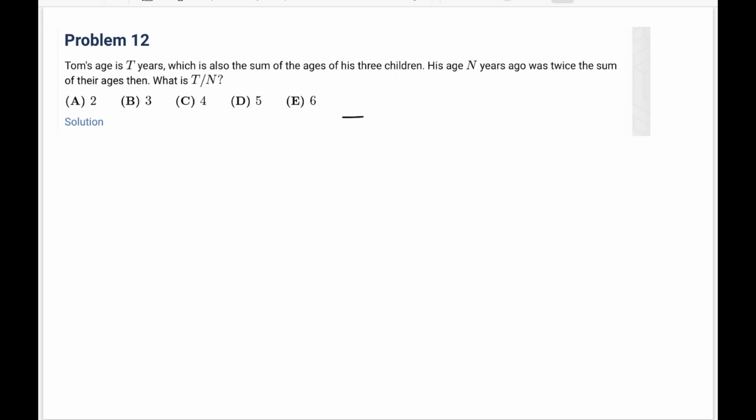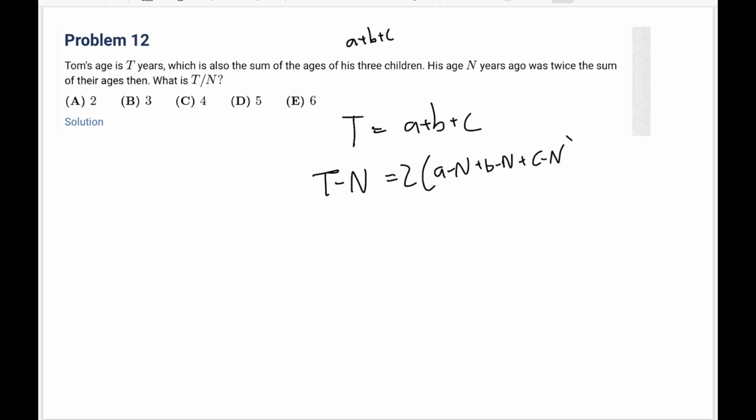So if Thomas is t, the sum of the ages of his 3 children, a plus b plus c. T equals a plus b plus c. His age n years ago, t minus n, is twice the sum of their ages then: a minus n, b minus n, c minus n. So this is 2 times (a plus b plus c minus 3n). T equals 2 times (a plus b plus c) minus 6n, plus n.